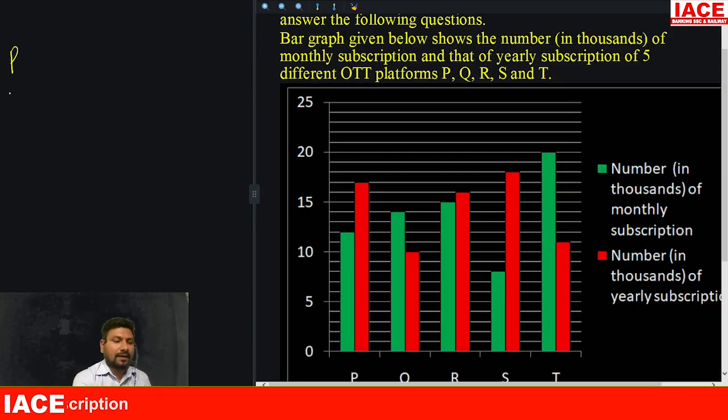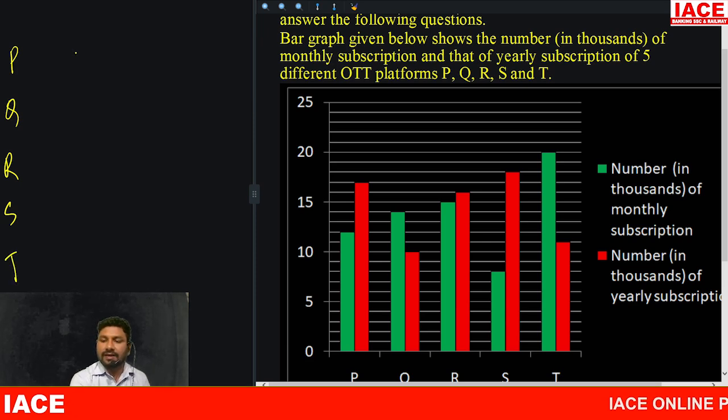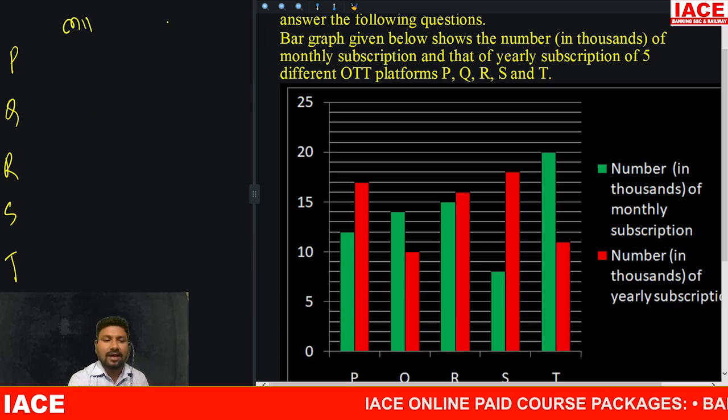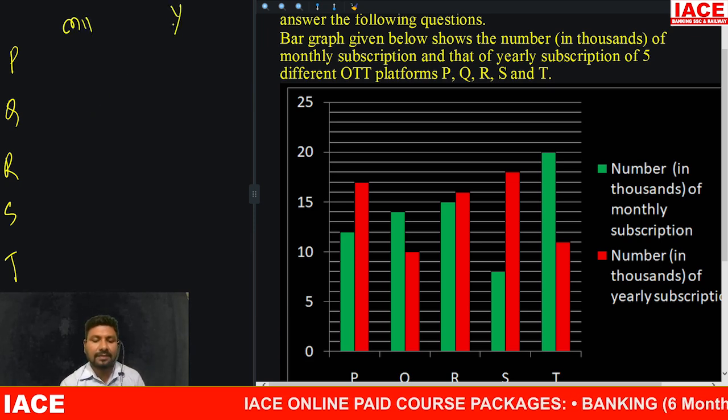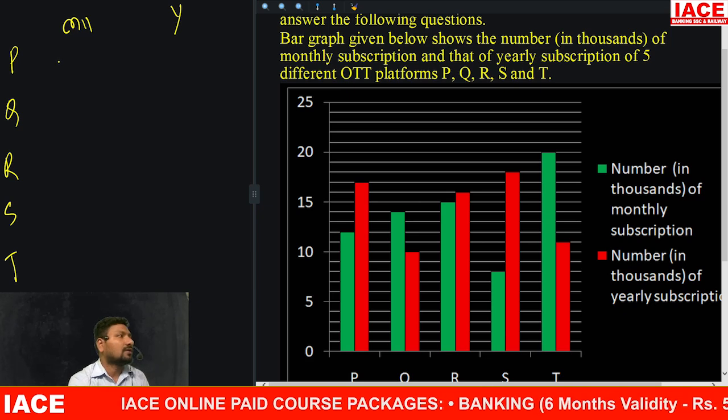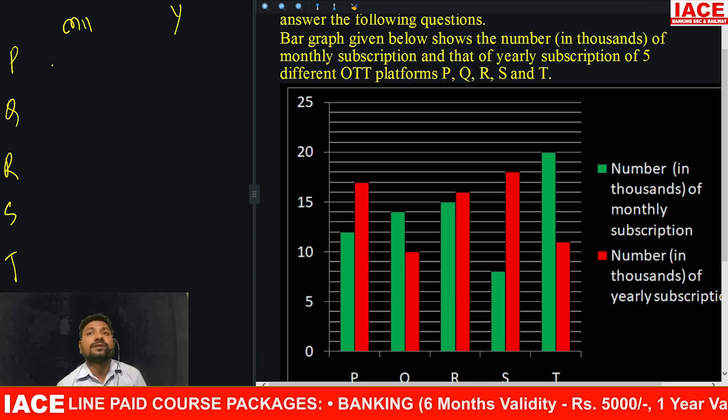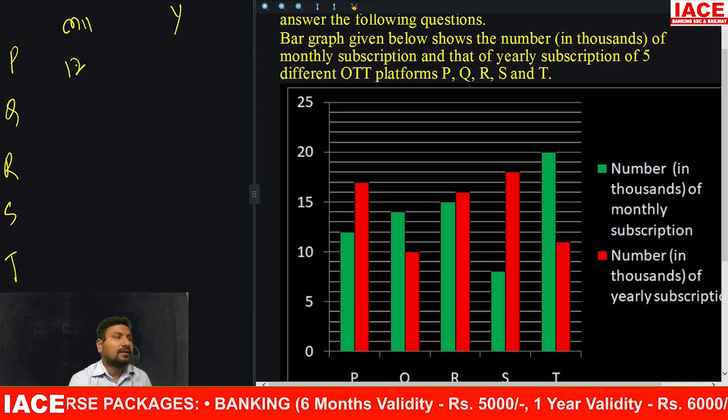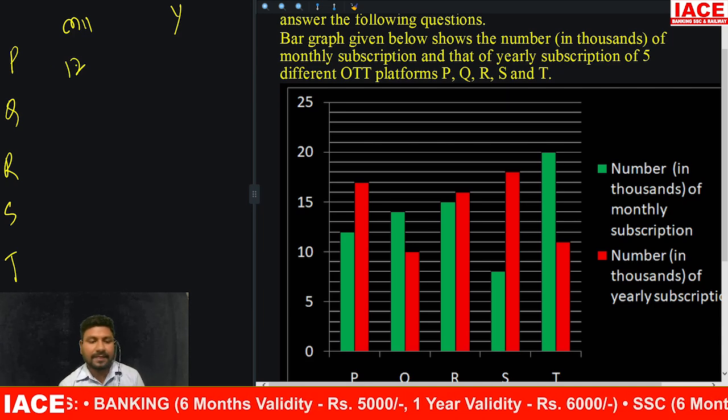Yeah. P, Q, R, S, T, we'll write a table. This is for number of, in thousands, in monthly subscription, and next one is yearly subscription. Tell me the P measurements. What is the P measurement? 12,000, yeah, 12,000. It is for green monthly.